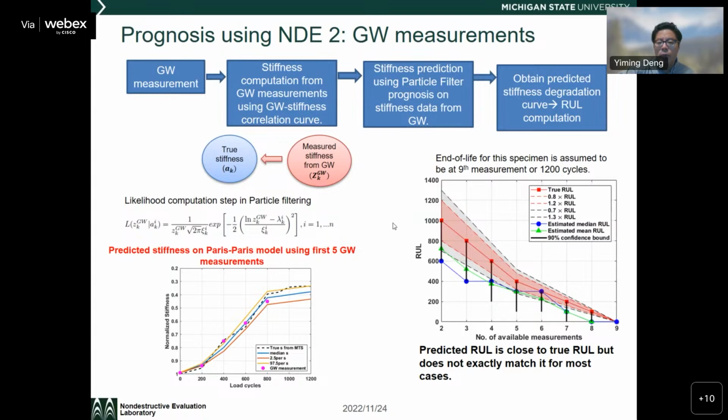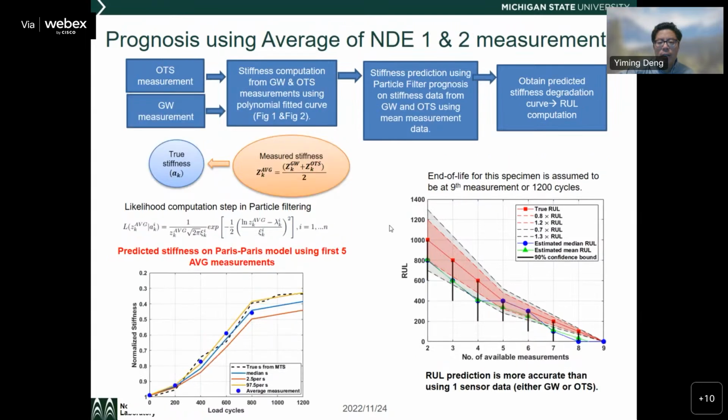Right. So now with these two calculated, one way of doing the fusion is, okay, we have NDE measurement from guided wave, and we also have NDE measurement from OTS. Well, we can just simply use the average, right? This is a very intuitive way, since I have two NDE measurements.